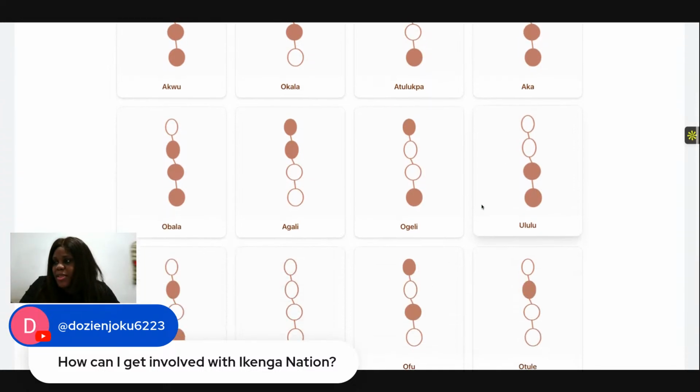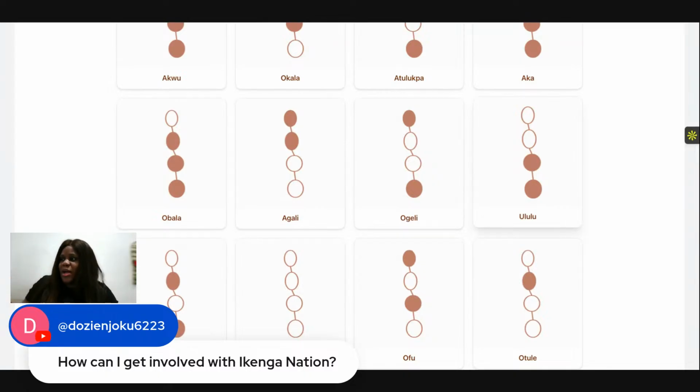Obala, I always remember that one. I've mastered Agali now. Ogeli, we're gonna try to say that it's the two dark ones on the outside, even the one in the middle. So we're gonna remember Ogeli from now on. Ululu and Agali are reversed of each other. Agali is sunset and Ululu is sunrise, basically. Agali is the reverse of Ululu. I don't know how I'm gonna remember Ululu, but I'm gonna try to remember that it's sunrise.